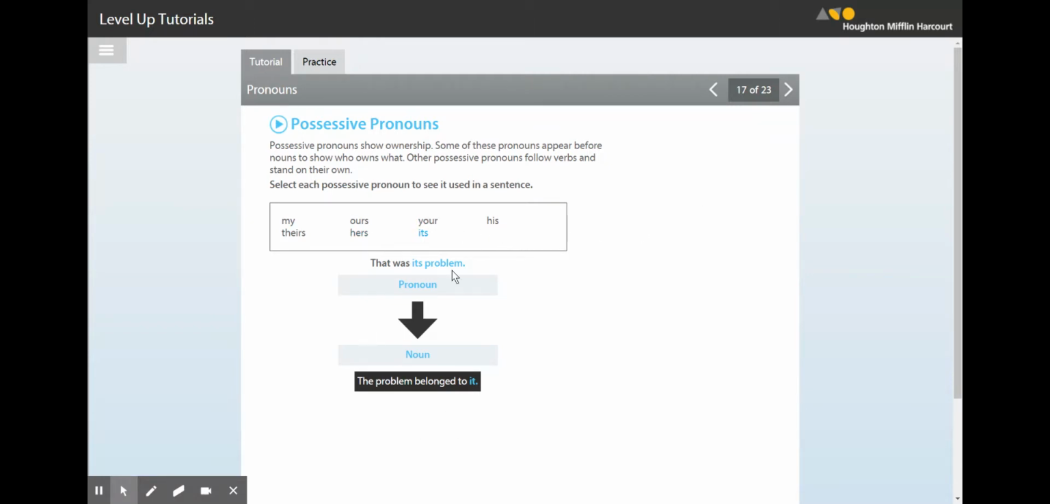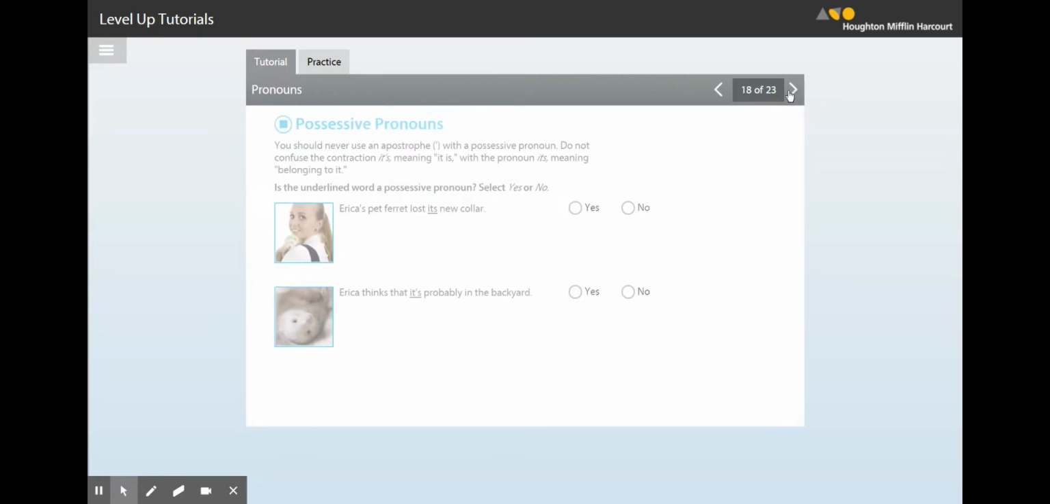So you can see the relationship between the objects in question and then the pronouns that are showing possession of the objects. You should never use an apostrophe with a possessive pronoun. Do not confuse the contraction it's, meaning it is, with the pronoun its, meaning belonging to it. So the only difference there is the apostrophe, but it makes a huge difference because one stands for it is, whereas the other one shows possession.